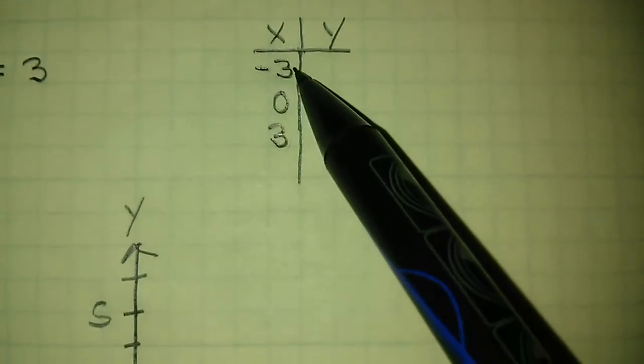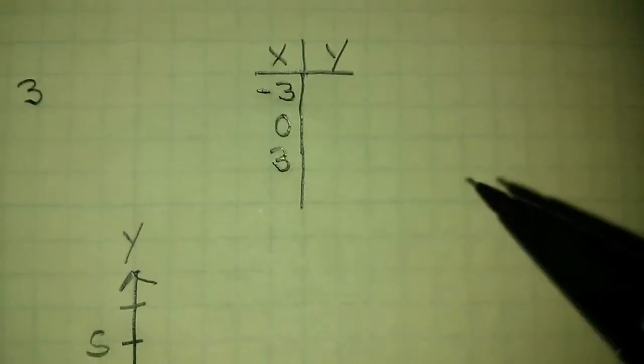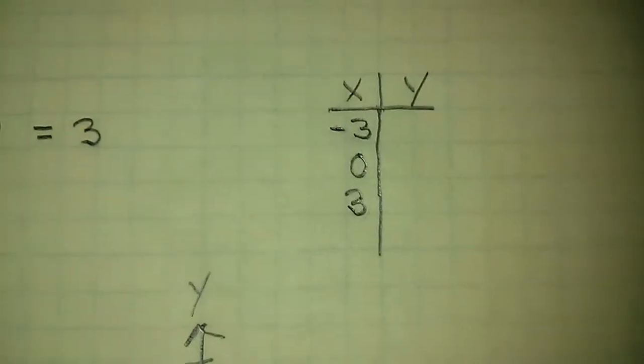And why did I pick these values? I have no idea. You can pick anything you want for x. You can pick -2, 1, 16, 148, whatever you want to do for x.